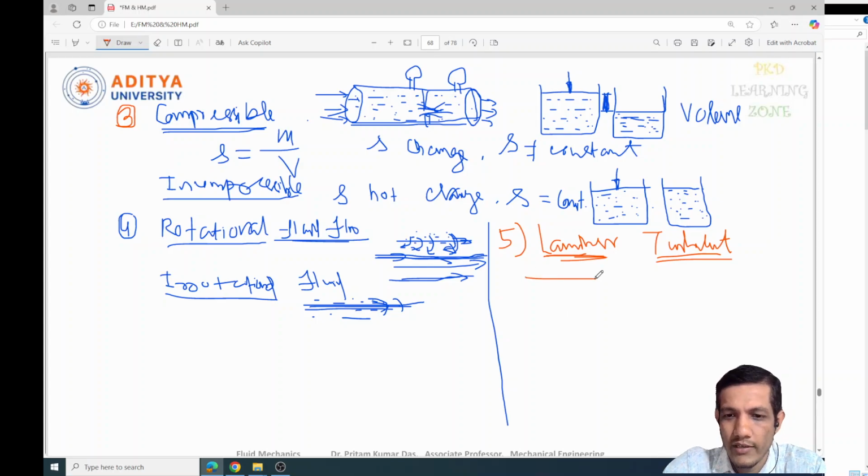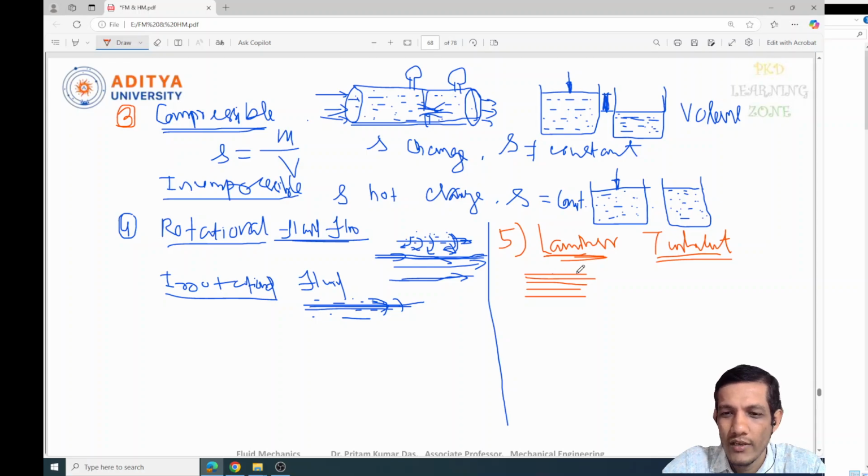As I told you, when the fluid is moving along a path or a streamline, it is moving like this. Suppose the fluids are moving in this way, along a straight line, parallel to each other. You can see the layers of this fluid are parallel to each other, so they are moving their own way. This is called streamlines.